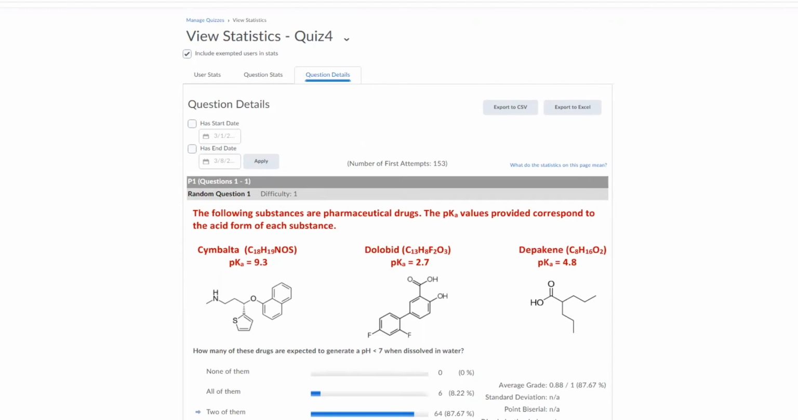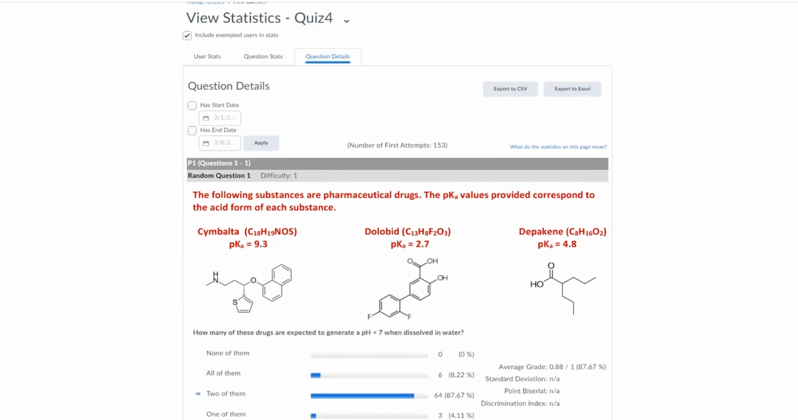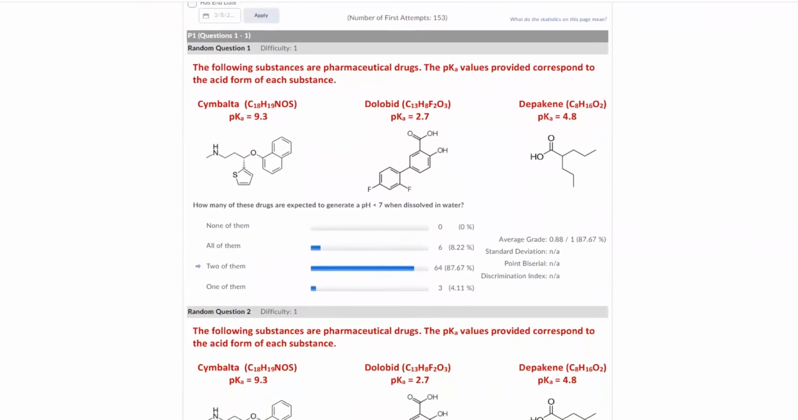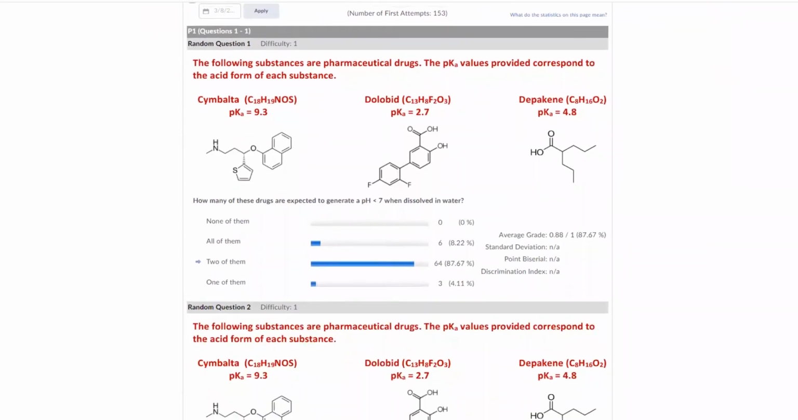Now, let's start with question number 1. The following substances are pharmaceutical drugs. The pK values are provided, and you are asked to find how many of these drugs are expected to generate a pH less than 7. We know if something generates a pH in water less than 7, that has to be an acid.